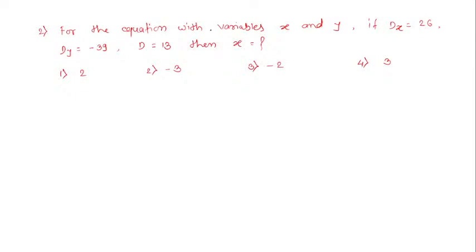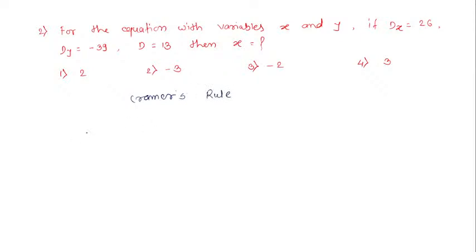For the equation with variables x and y, if dx is equal to 26, dy is equal to minus 39 and d is equal to 13, then what should be x? So this is also the question from the first topic, that is linear equation in two variables, where value of dx, dy and d are given. So as the values of dx, dy and d are given, here to find the value of x, we have to use the Cramer's rule.